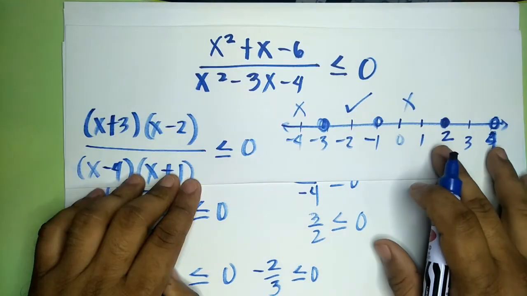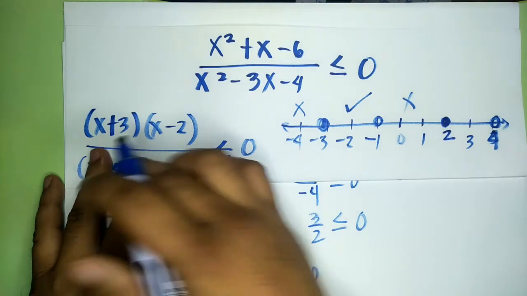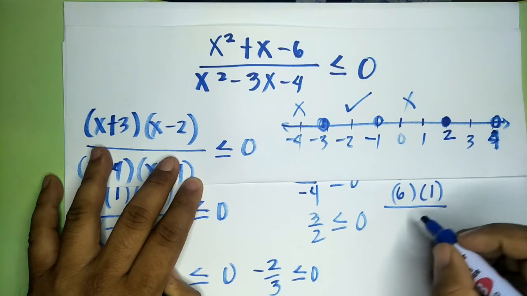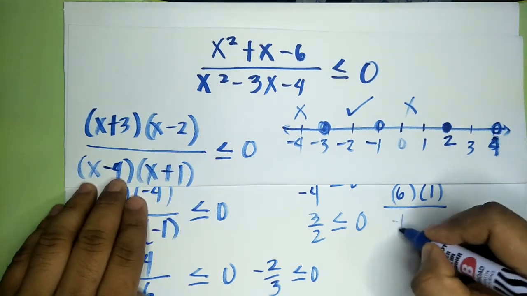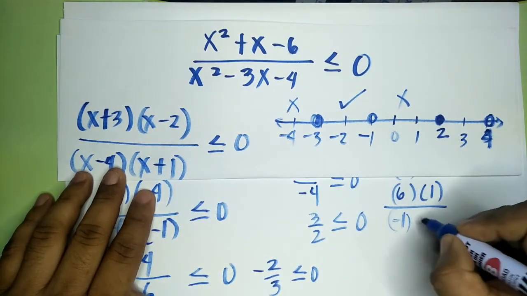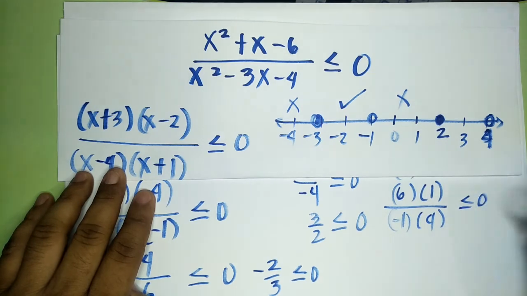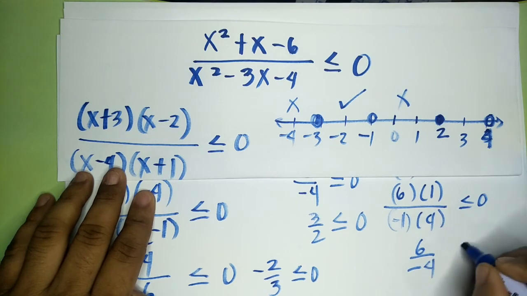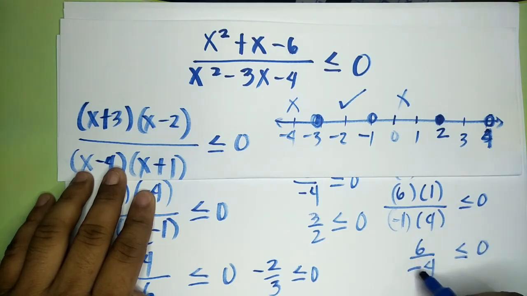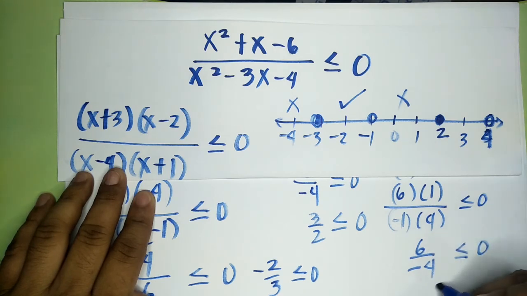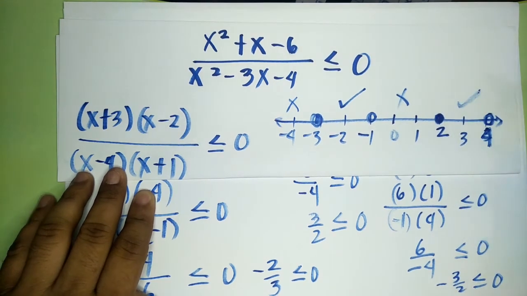How about nasa pagitan ni 2 at 4? So si 3 plus 3 is 6 times 3 minus 2 is 1 over, so 3 minus 4 is negative 1. Then 3 plus 1 is positive 4. Less than or equal to 0. That is 6 over negative 4. Less than or equal to 0. So negative yung ating denominator, positive yung ating numerator. So that is equal to negative 3/2. That is less than 0. So kasali yung nasa pagitan nila.